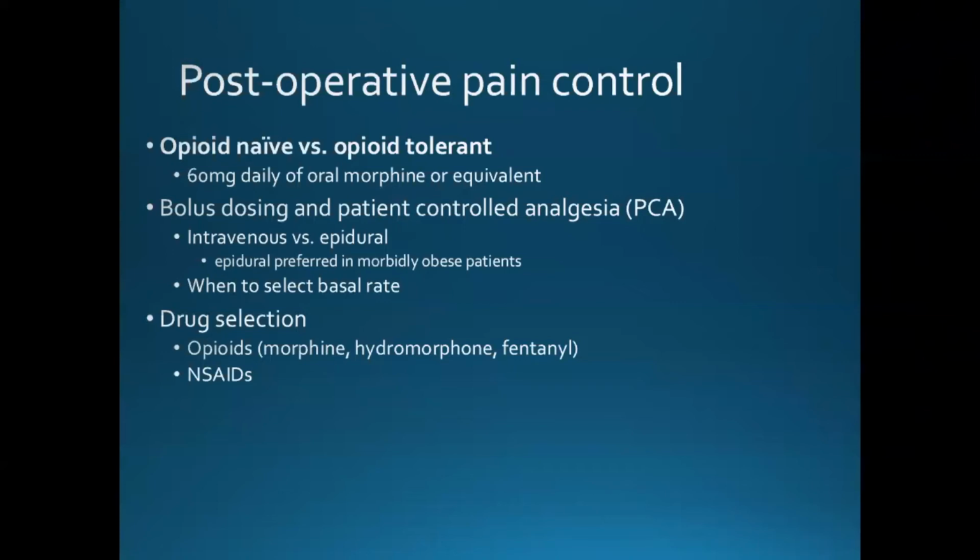Now, you guys already know the magic number. What is the magic number for breakthrough pain if somebody is already on an opioid? 10%. Okay? There is no difference between that and what we're talking about here.